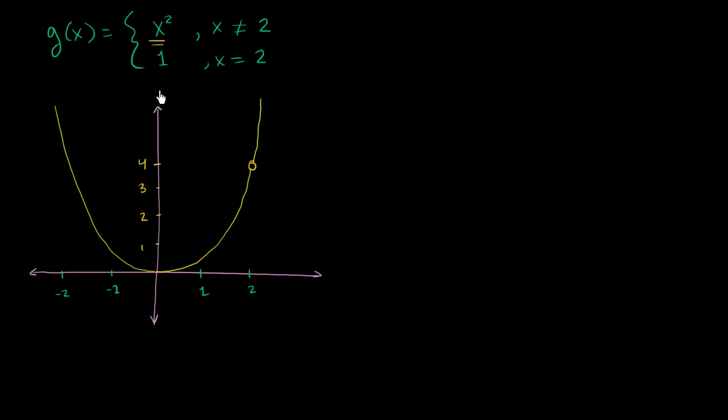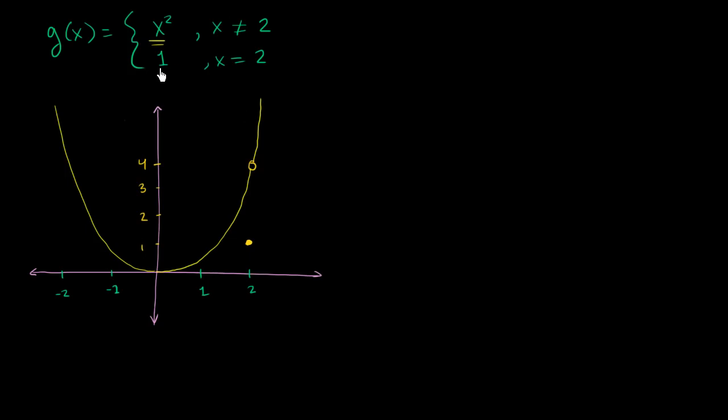So when x is equal to 2, our function is equal to 1. This is a bit of a bizarre function, but we can define it this way. You can define a function however you like. And so notice, it's just like the graph of f of x equals x squared, except when you get to 2, it has this gap, because you don't use x squared when x is equal to 2.